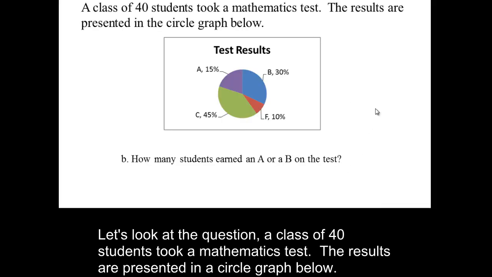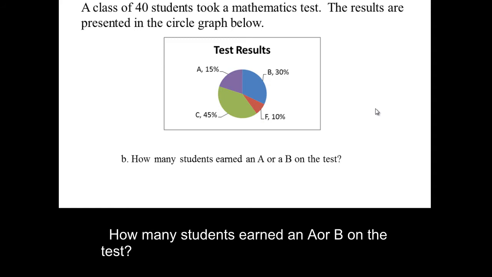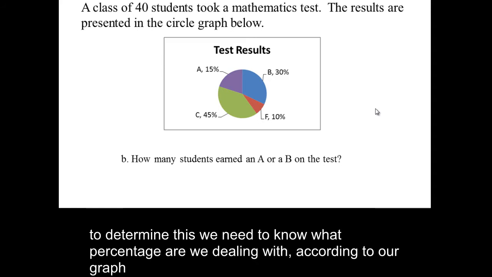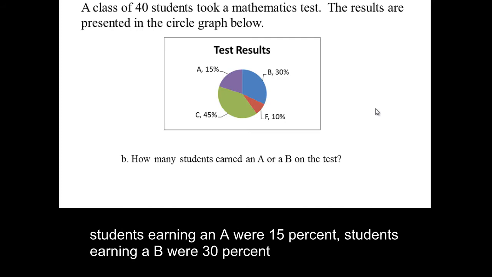Let's look at the question. A class of 40 students took a mathematics test. The results are presented in the circle graph below. How many students earned an A or a B on the test? To determine this, we need to know what percentage we are dealing with. According to our graph, students who earned an A were 15%. Students who earned a B were 30%.